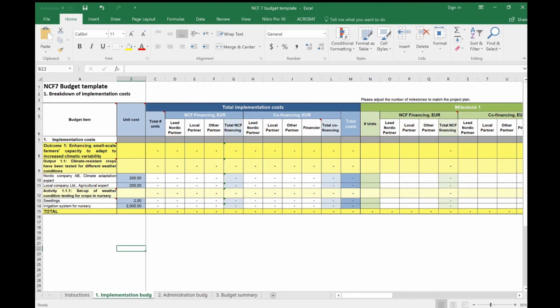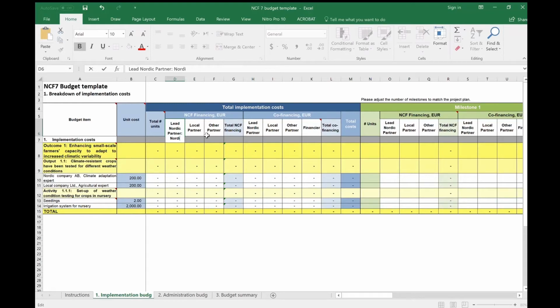Once you have modified the budget items according to your project structure, you can continue with modifying the columns that define the sources of financing for your project. This is done under the columns NCF financing and co-financing. Under NCF financing, insert all project partners that will receive NCF financing for implementing project activities.